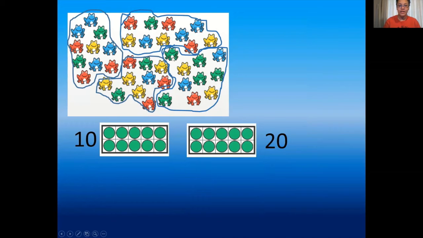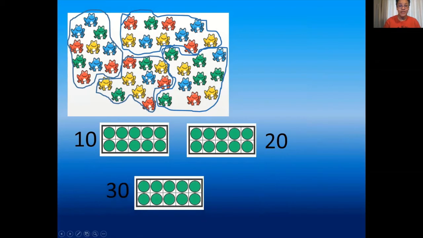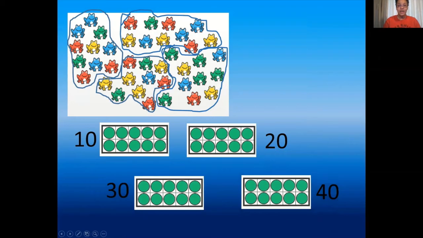20, 30, 40. There were 40 frogs on this page. 40 frogs that fell out of the closet. Each 10 frame, as you add one on, the number gets bigger. 10, 20, 30, 40. So what's the total number of frogs?